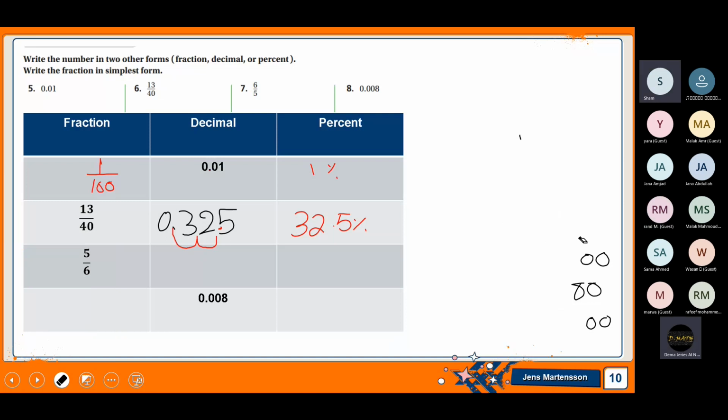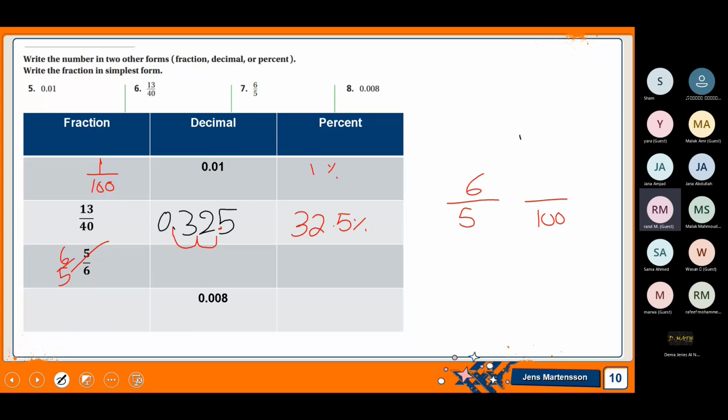Now, Ran. Now, 6 over 5. Here I wrote it wrongly. It's 6 over 5. What do you have to do? I have to make a decimal first of all. Well, I have to make the denominator 100. Multiply by 20. Bravo. 6 times 20 equals 120. Bravo. 120 over 100.